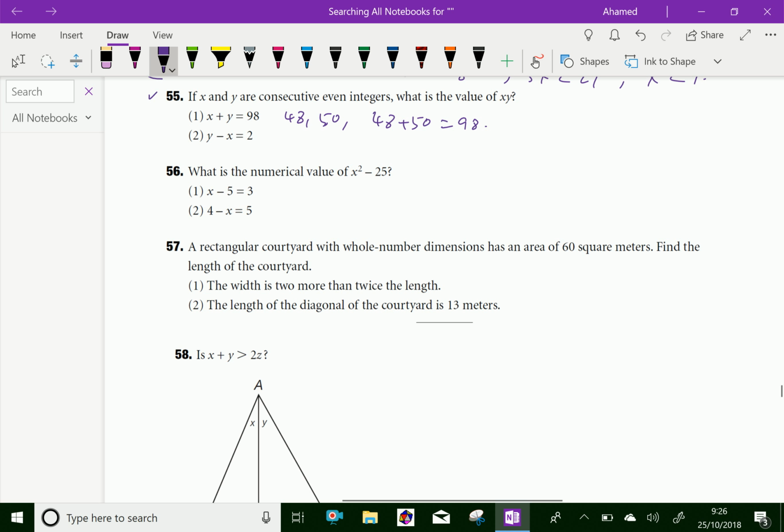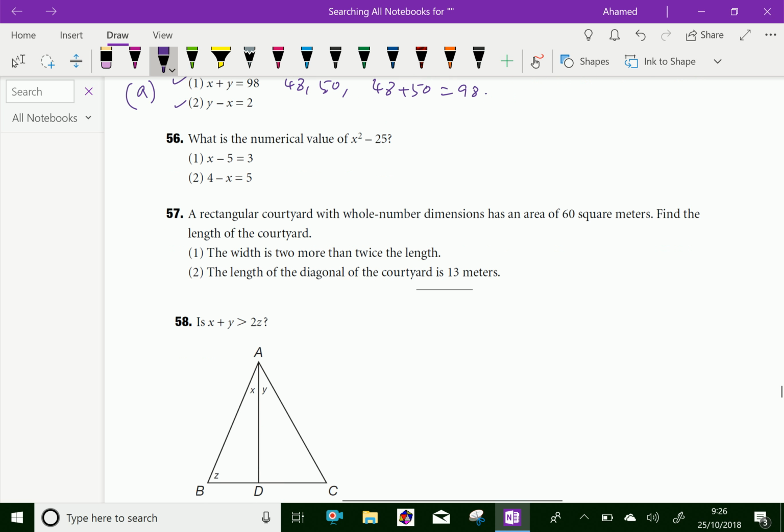But statement 2 says y minus x is 2. Here there are a lot of possibilities, so we cannot solve. Suppose y is 8, x is 6, that is 8 minus 6 is 2; y is 10, x is 8, so 10 minus 8 is 2. So we cannot get the particular value of x and y, so statement 2 is not enough to solve. Therefore option A means only statement 1 is enough, but not 2.